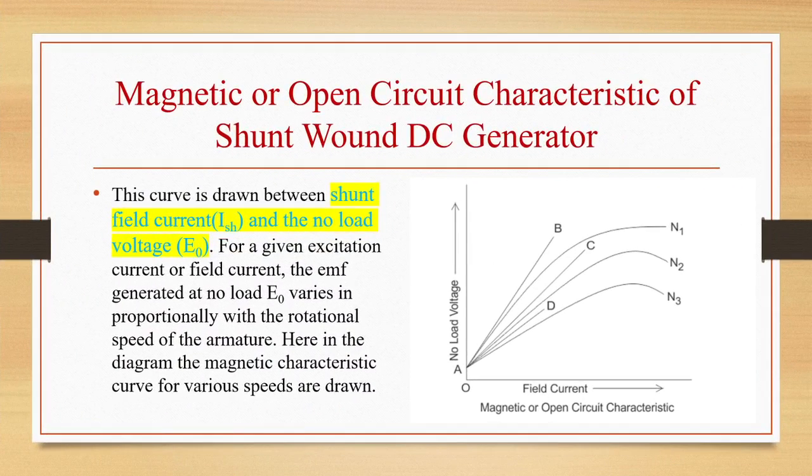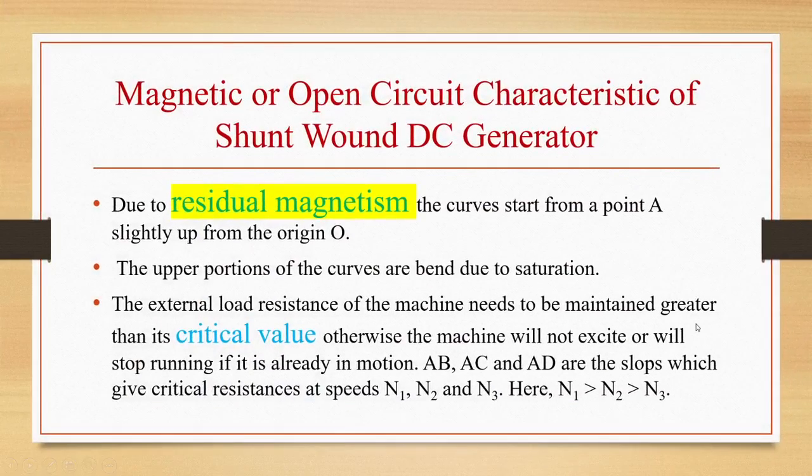And this is the magnetization characteristic curve of a shunt wound generator, drawn between shunt field current ISH and no load voltage E0. For a given excitation current or field current, the EMF generated at no load E0 will vary in proportion with the rotational speed of the armature. So in the diagram we can see magnetization characteristics for various speeds. Field current versus no load voltage, we are plotting a graph, and for different speeds we are drawing the open circuit characteristics of the shunt wound generator.